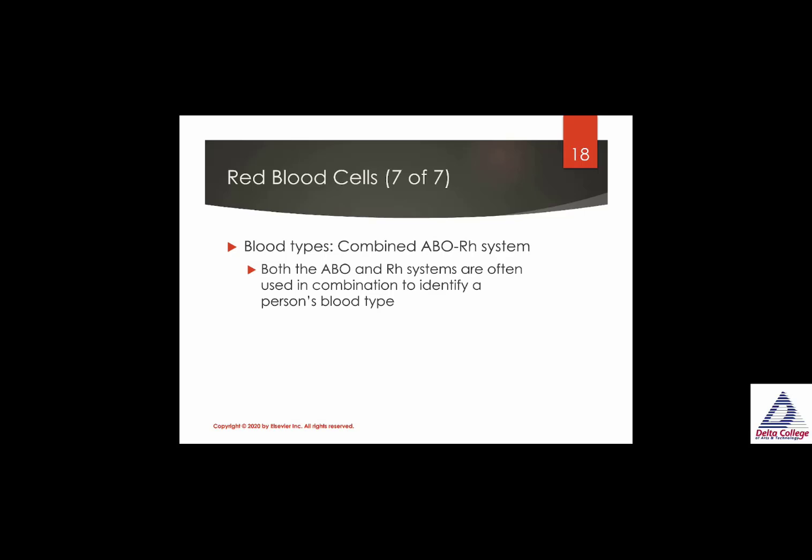So basically, both the ABO and the Rh systems are often used in combination to identify a person's blood type. And depending on the ABO and the Rh determines if you're a universal donor, recipient, or what type of blood you can receive.